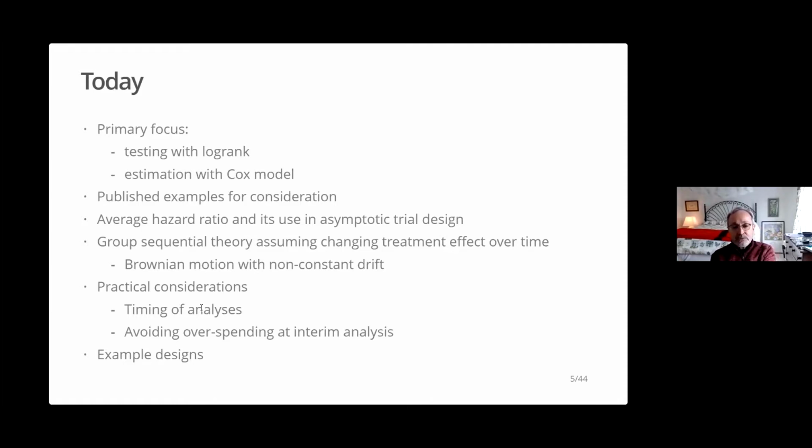That really does very little change to group sequential calculations in terms of boundaries. In terms of the programming, it's not big changes. How it affects bounds is another thing, so I'll get a chance to say a little bit about that. But there are practical considerations that come up. Over the years we've been doing this, we've changed our feelings about timing of analyses and about overspending at interim analyses. So I'll talk about a couple of example designs to try and illustrate some of the issues there.